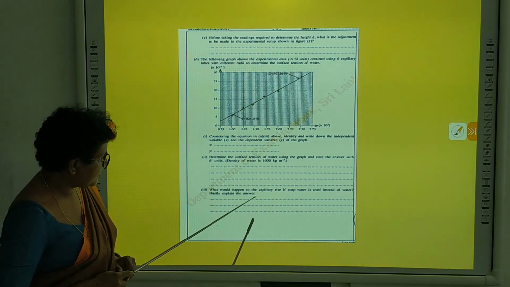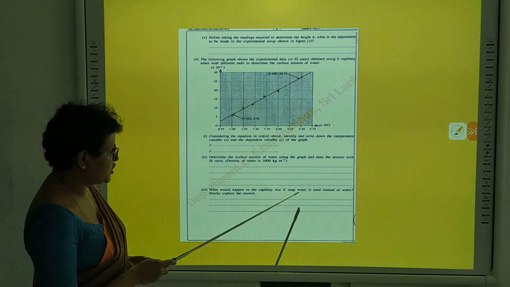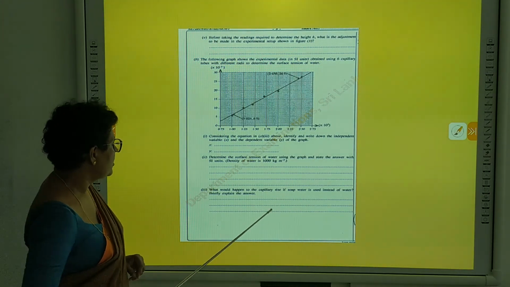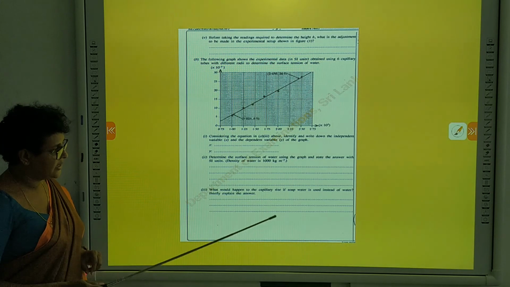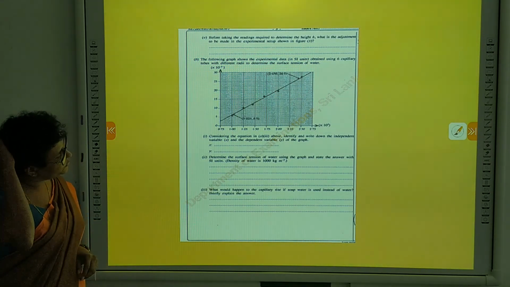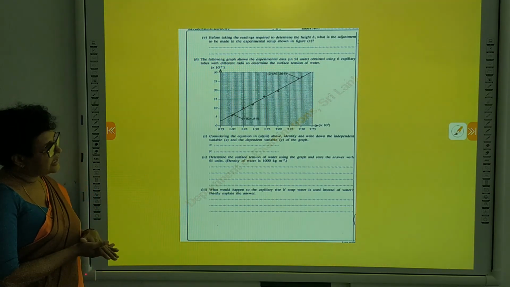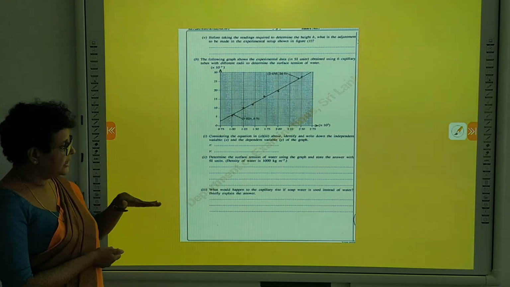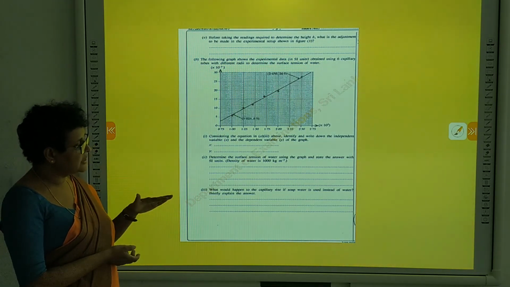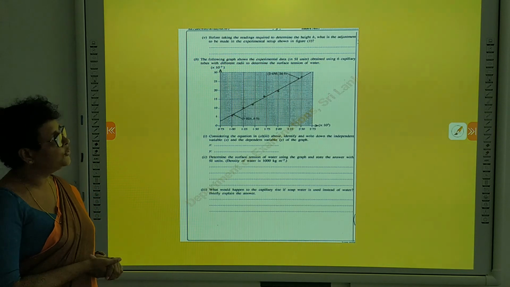Then last question. What would happen to the capillary rise if soap water is used instead of water? Briefly explain in your answer. If you use soap water, right, the surface tension will be less and the rise will be less. Okay. If you mention that too, you will get the full marks.